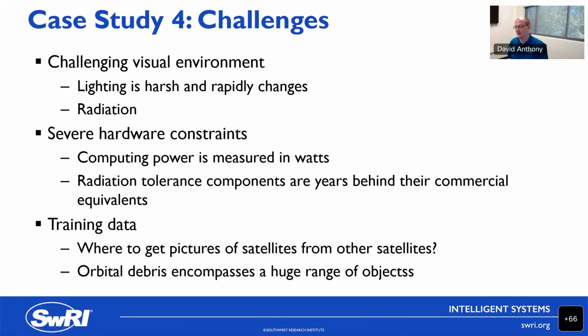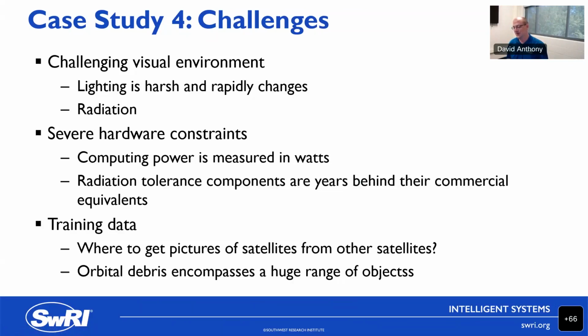So those are things that are hard in space, and I saw I had some questions. I'll talk about that. Just give me another couple minutes. Some of the challenges in space for computer vision: the lighting is really, really harsh, and it rapidly changes. If you're on a satellite, it may be orbiting the Earth every 90 minutes, so you're going from pure bright sunlight to complete darkness very, very fast.